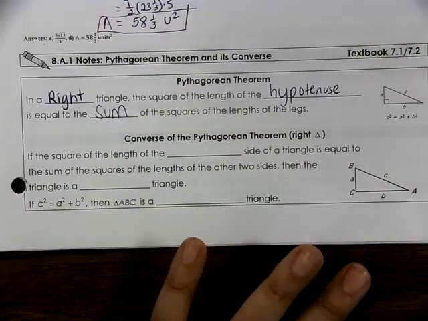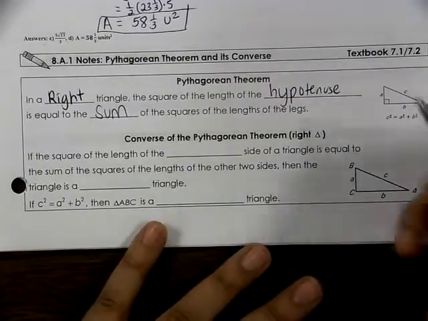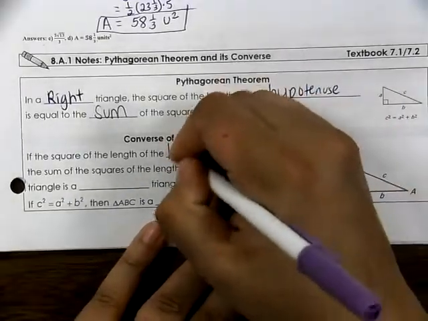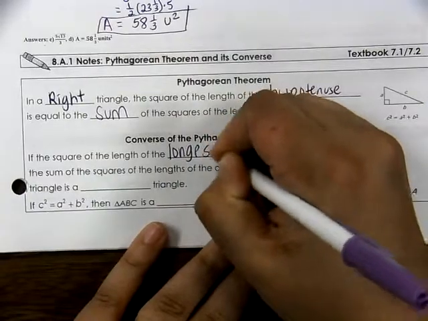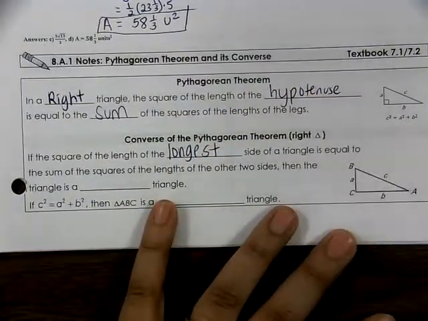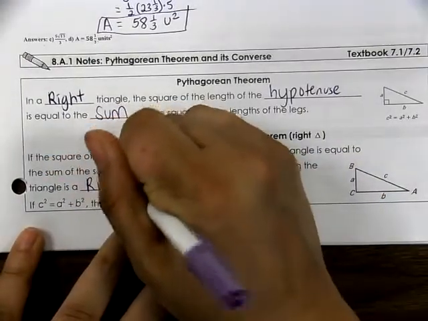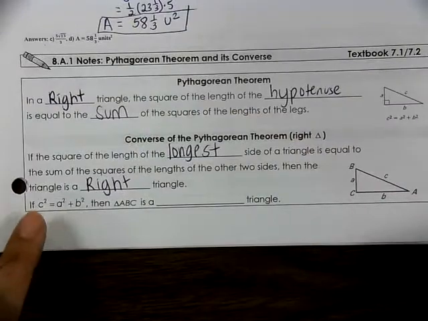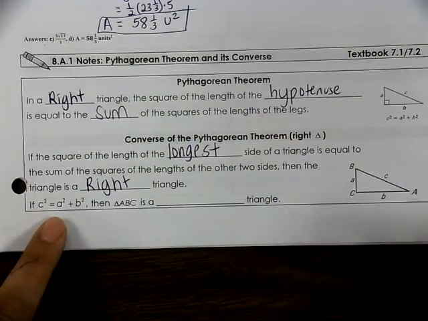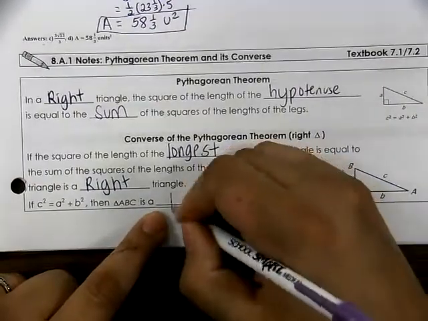And then the converse would basically tell you it goes the other way around, where if the square of the length of the longest side, which is referring to the hypotenuse, is equal to the sum of the squares of the other two sides, which are the legs, then the triangle is a right triangle. If you're using a squared plus b squared equals c squared, and that does hold true, then the triangle, in this case ABC, is a right triangle.